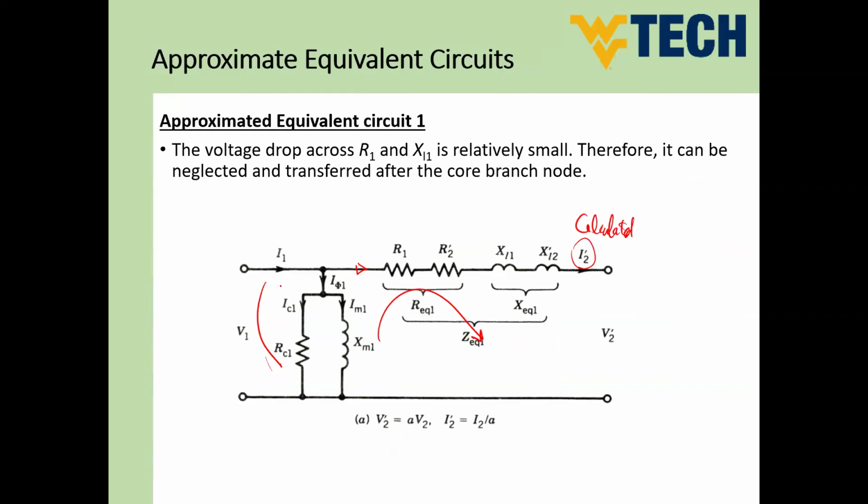However, for the time being here, if you know the volt here, you can simply calculate the current here because the volt is applied directly to these 2 parallel elements. So we can say IC1 equals V1 divided by RC1, and IM1 equals V1 divided by XM1. So you will have this current and that current, so you can easily get I1. So this small modification here, guys, could simplify the circuit in order to calculate everything. This is a first approximation.